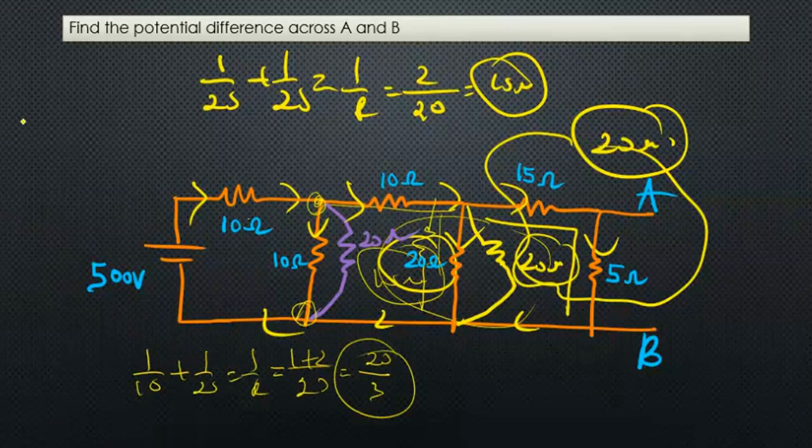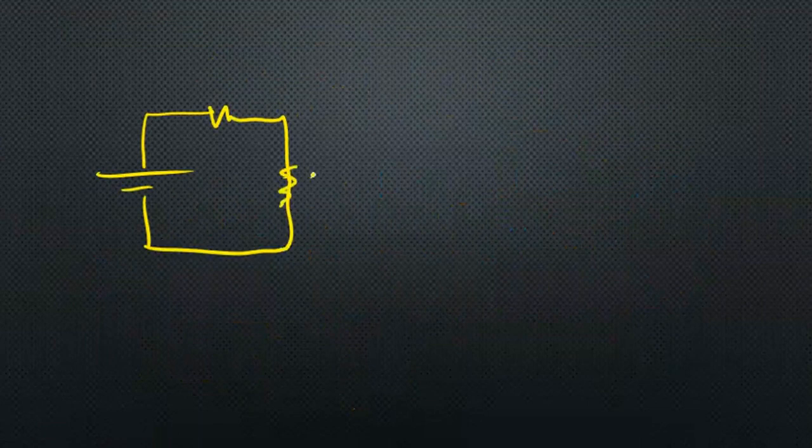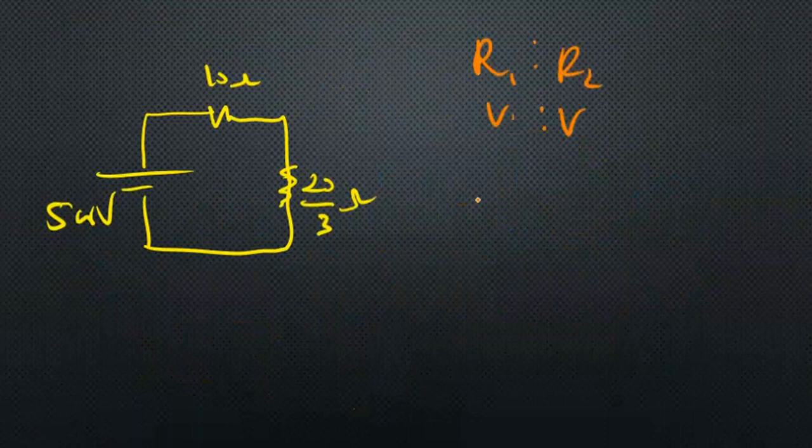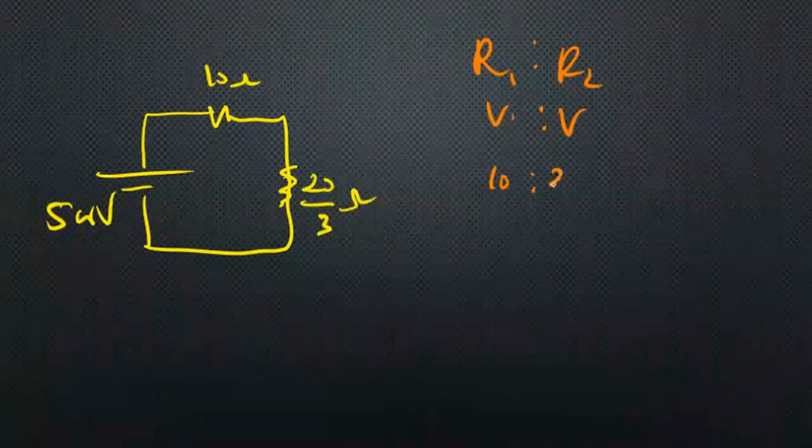Say now we have 500 volts, and we have a 20 over 3 resistance and a 10 ohm resistor. Let's apply the resistance ratio method. The resistance ratio is equal to the potential ratio. So here we can take 10 is to 20 over 3. That means 30 is to 20, a 3 is to 2 ratio.